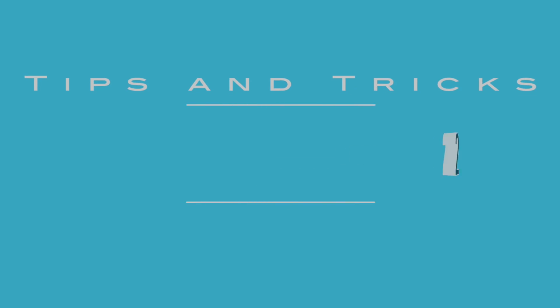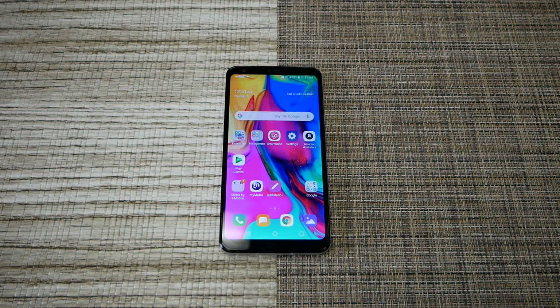My second tip, I want to show you how to shrink the screen. That means you make the screen smaller and it can easily be used in one hand. Since the LG Stylo 5 has a 6.2 inch screen, it's hard to deal with in one hand. So the best thing to do is shrink the screen. How are we going to shrink the screen?